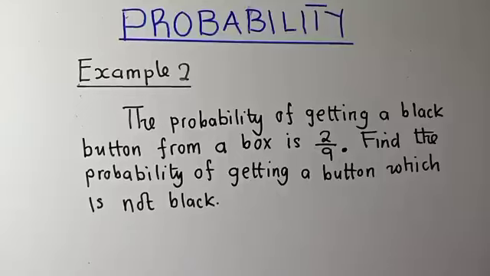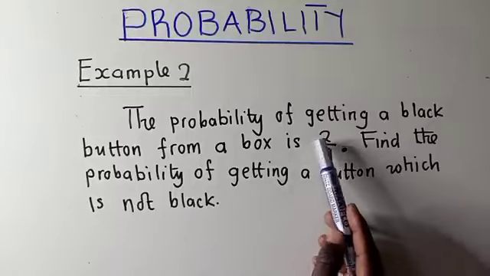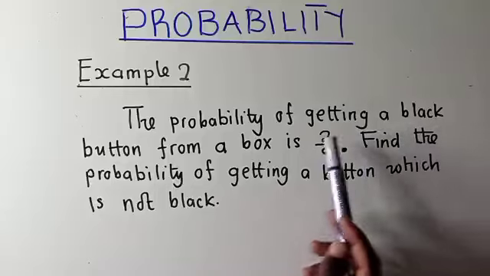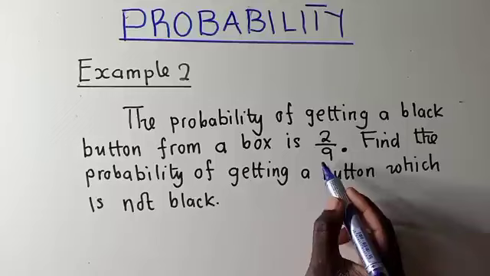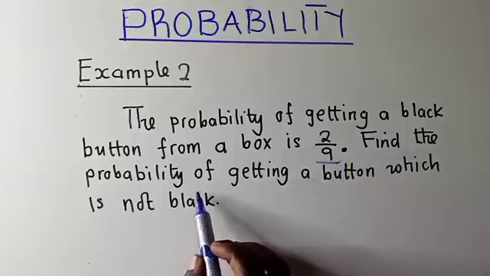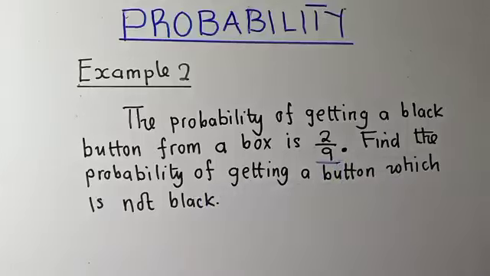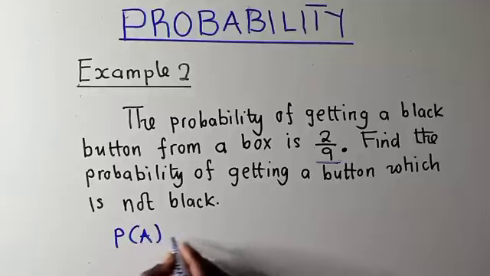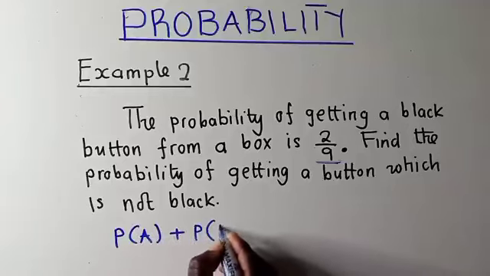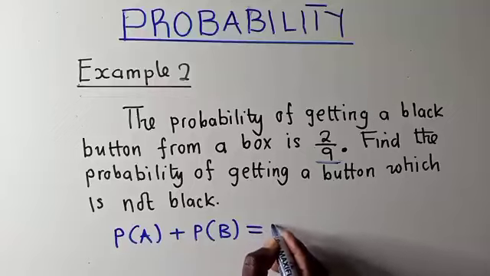All right, so example number 2, we've been given the probability of getting a black button from a box, which is right here. Find the probability of getting a button which is not black. If you compare the previous example and this one, I talked about putting up two probabilities and you get a 1. Let's say you've got event A plus the probability of event B. This must give you 1.